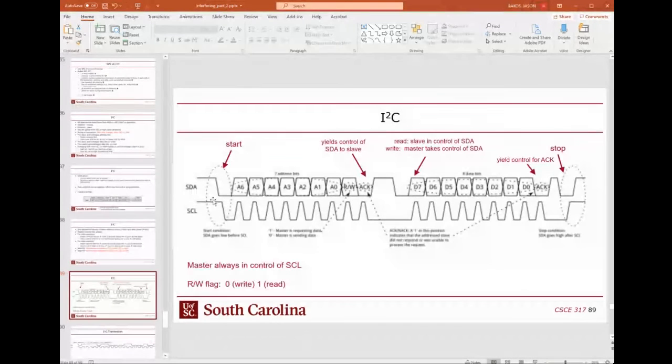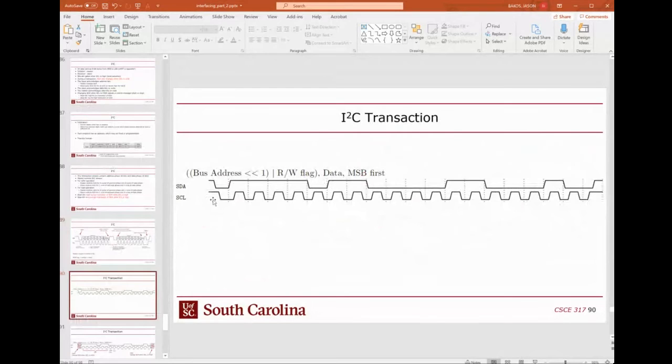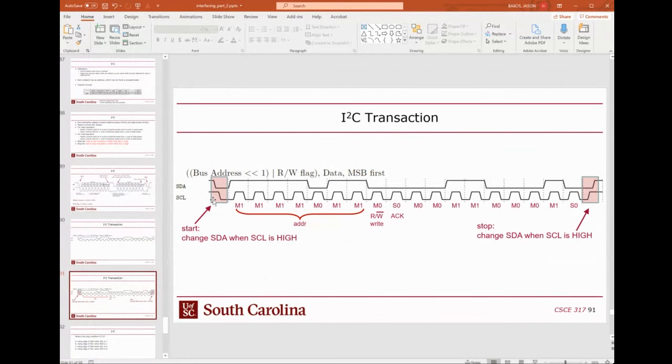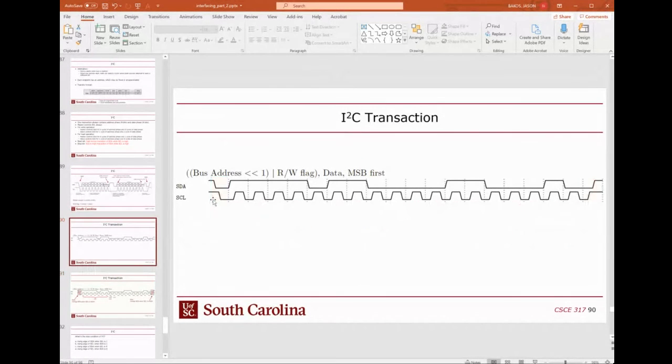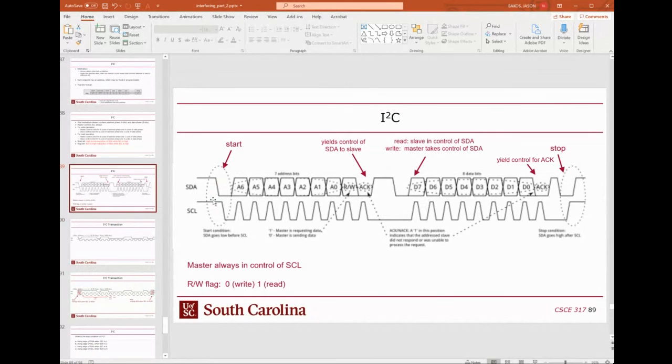So yeah, I don't really like that, but that's I squared C. Okay, so oh yeah, repeat the 3 for the write. Oh yes, so the write, yeah.